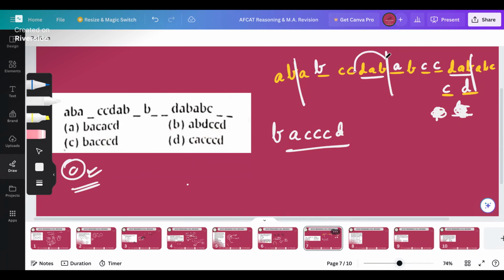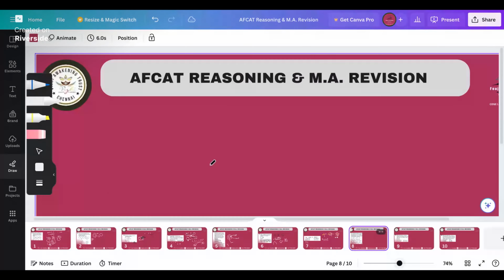Whenever you find at least three of the elements common, your question has been solved. That's it. It's damn easy. Right, ladies and gentlemen, let's move on to the next question with that. I promise to be pretty quick over here.